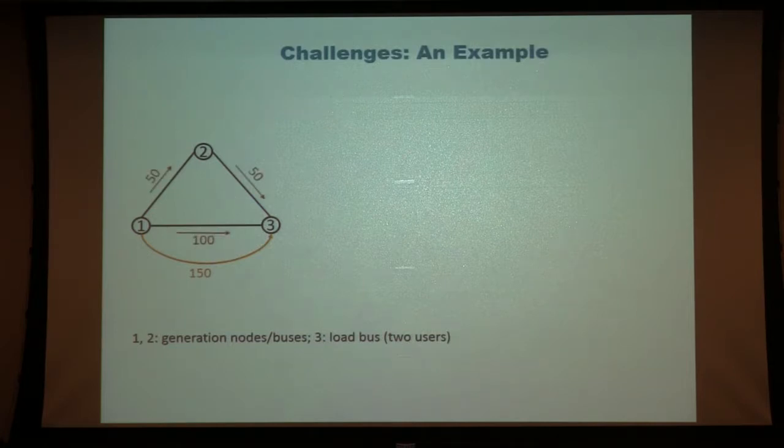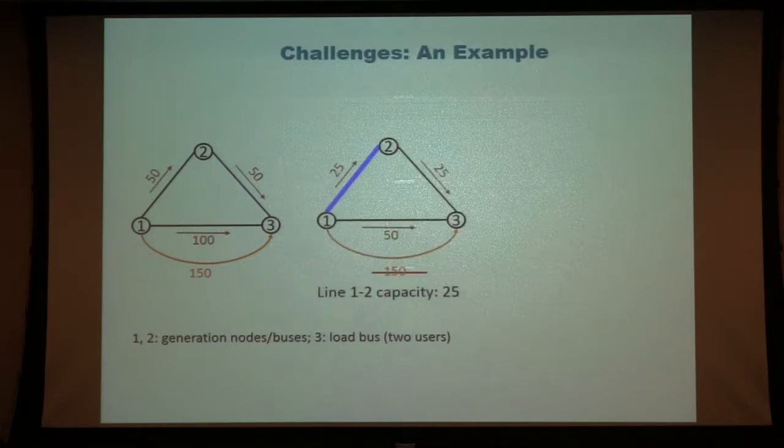Because of the physics laws, that's how the power is going to flow. So 100 units go through here, and then 50 go through the other one. This is what's happening. And if, for some reason, this line is very aged, so we have very limited capacity, 25. That limits how much I can send from node 1 to node 3. Totally, I can only send like 70 from node 1 to node 3.